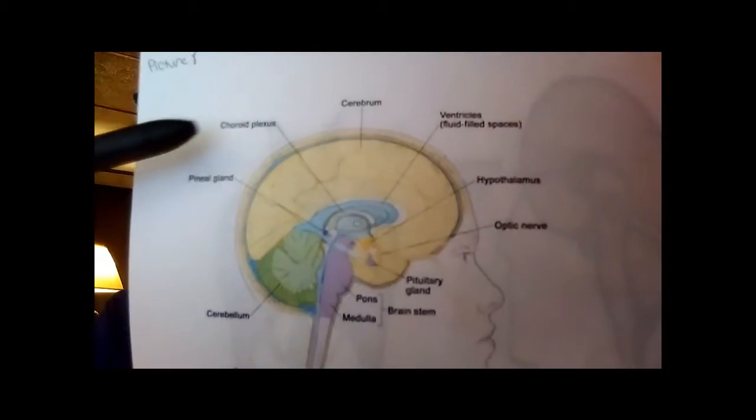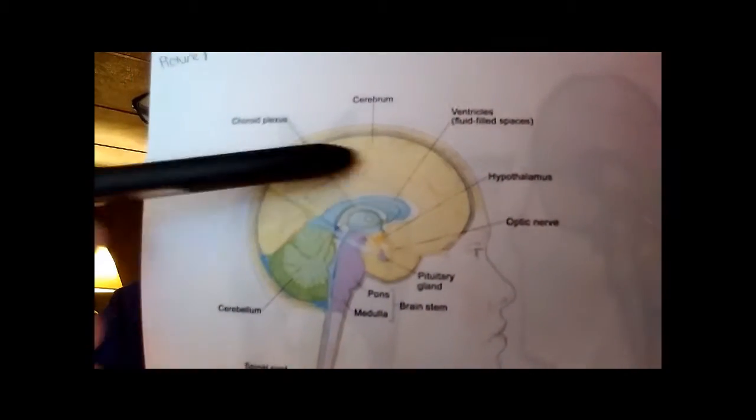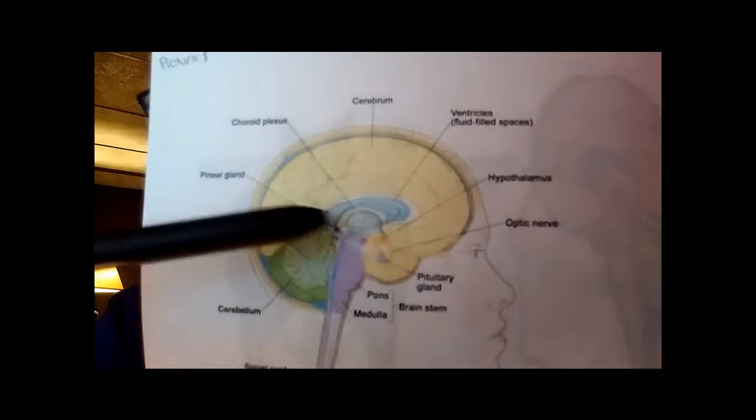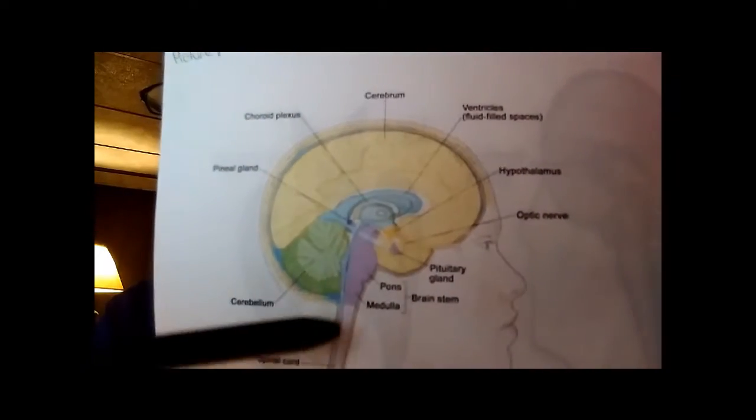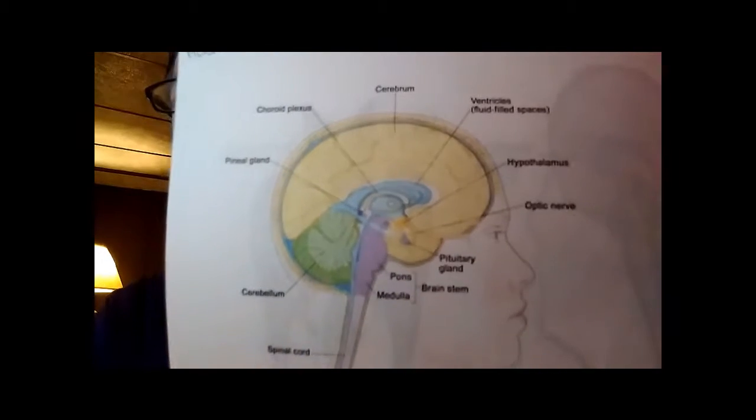As you see here, you have your cerebrum, which is the yellow. Your ventricles are the blue. We'll talk about those later. You have your cerebellum, which is the green, and you have your brainstem, which is the purple. So the first major part of the brain we're going to talk about is the cerebrum. This is the largest part of the human brain, making up 85% of the brain's weight. It has 2 cerebral hemispheres.